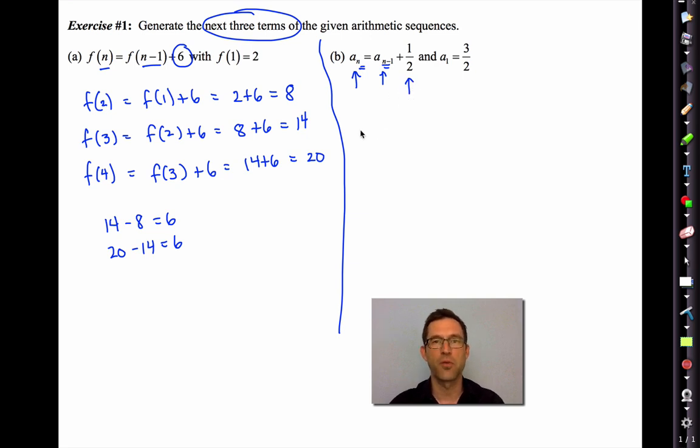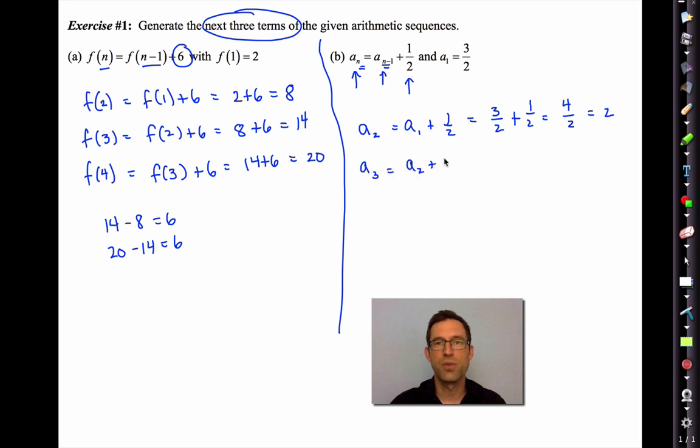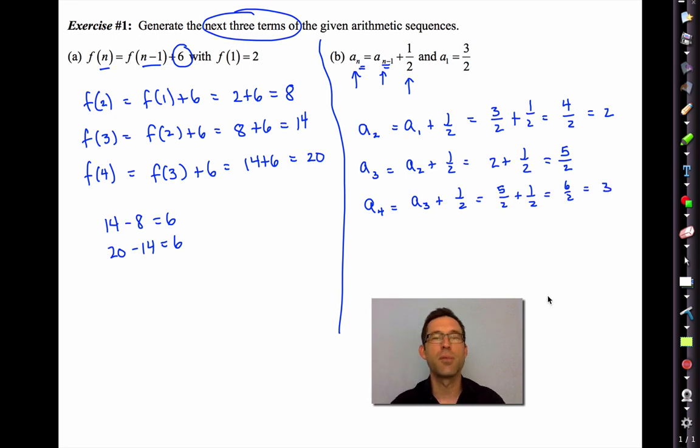So a little fraction work for you, but whatever. A2 will be A1 plus 1/2. This is, after all, Common Core Algebra 2. It's not 5th grade math. 3/2 plus 1/2 is 4/2, which gives us 2. A3 will be A2 plus 1/2, which will be 2 plus 1/2, which is 2.5, or 5/2, just getting it ready for the next one. A4 will be A3 plus 1/2, which will be 5/2 plus 1/2, 6/2, or 3.